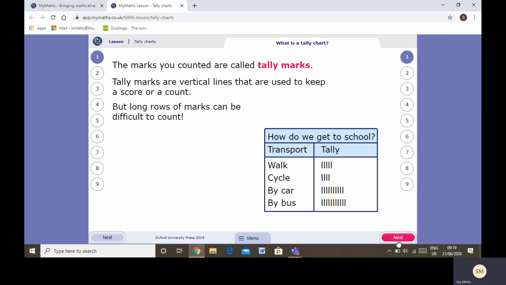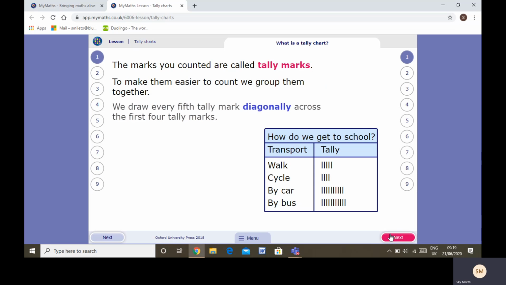But long rows of marks can be difficult to count, and some of you might be thinking, we don't draw tallies like that. That's not how we draw tally marks. Usually we group them together into 5s. So it would be 1, 2, 3, 4, and then the 5 would go over the top in a diagonal line to make it look like a gate, let's say.